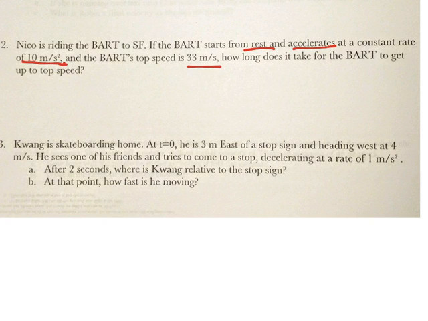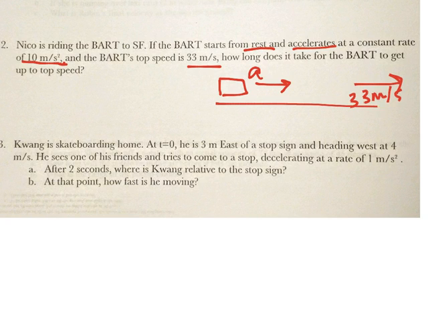Now I'm going to draw a picture, okay? We have a BART car here. It's going along the track. It starts from rest, so it's not moving. But it is going to accelerate. I'm just going to write it. It's going to accelerate in this direction. And at the end, it should be going 33 meters per second. That's our goal. It's going to start here, and then it's going to speed up and go 33 meters per second.